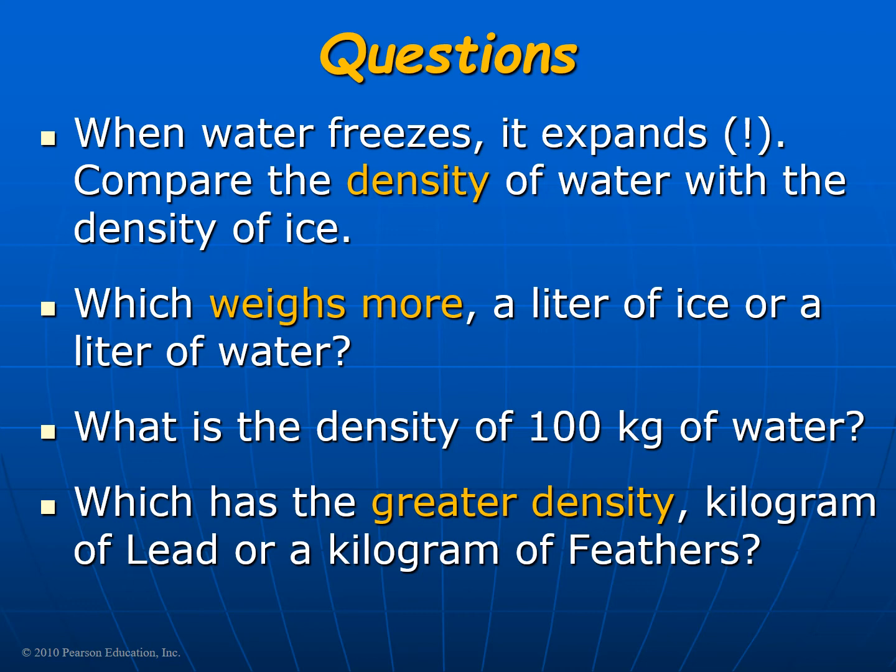Again, another question. What is the density of 100 kilogram of water? The obvious answer is that water has constant density. It doesn't matter about the quantity. So the density of water here is just 1 gram per centimeter cubed or 1,000 kilogram per meter cubed.